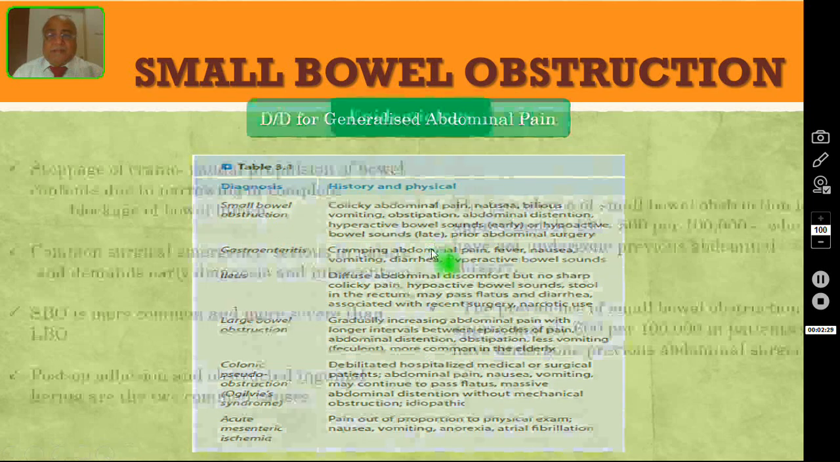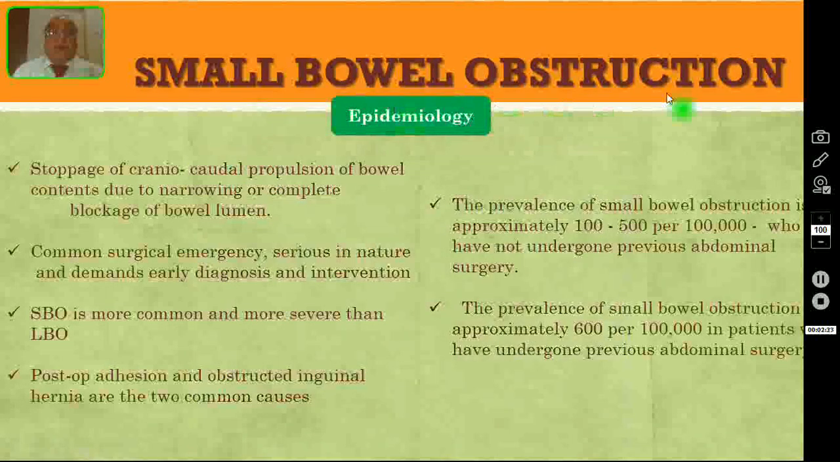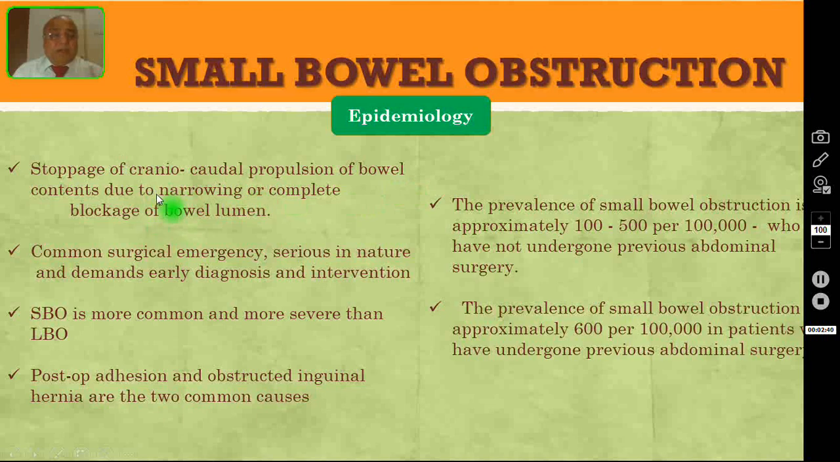So coming to the epidemiology, what is small bowel obstruction? This is stoppage of craniocaudal propulsion of bowel contents due to either narrowing of the bowel lumen or complete blockage of the bowel lumen. This is one of the common surgical emergencies, very serious in nature, and it demands early diagnosis and immediate intervention. Small bowel obstruction is more common and more severe than large bowel obstruction.